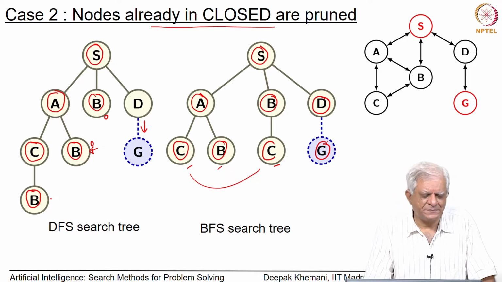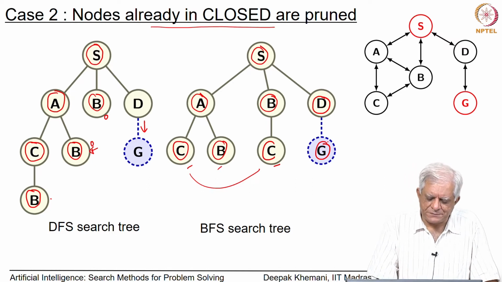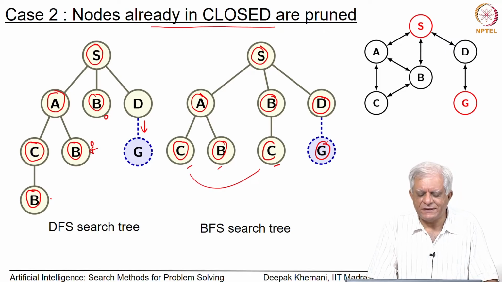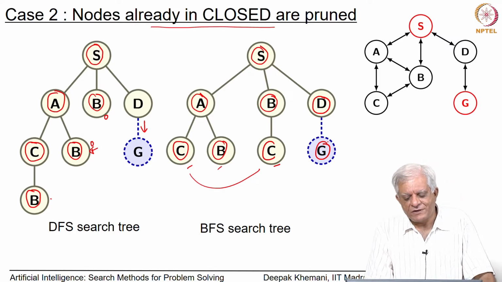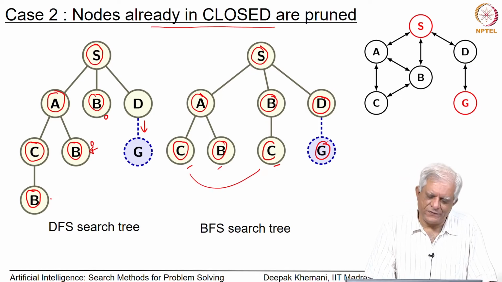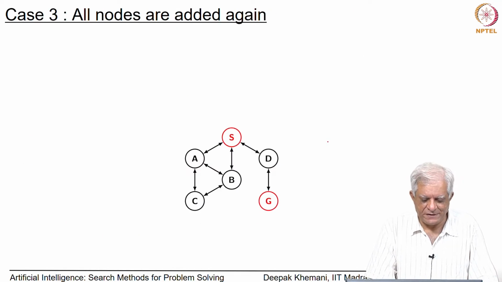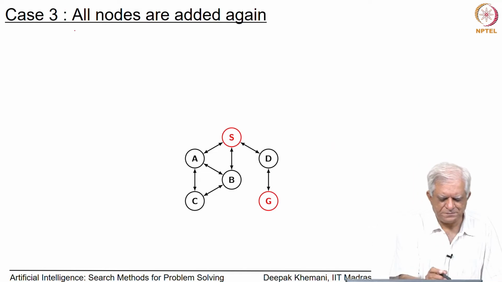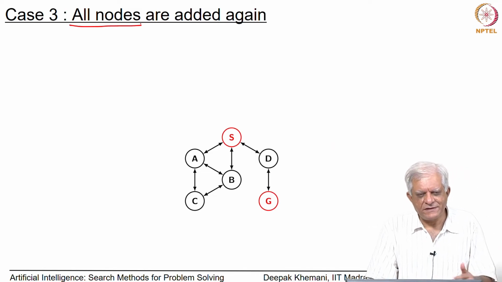In the third case, we just indiscriminately add everything that comes our way. So, whatever the moveGen function returns to us, we add that as the children of the given node, and consequently, as you can imagine, the search spaces generated are pretty large essentially. So, here we are saying that we will add all the nodes again and again.